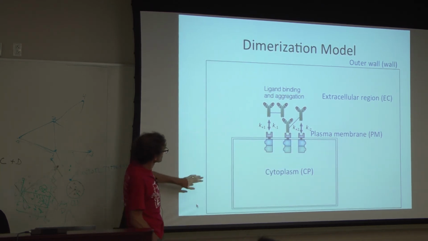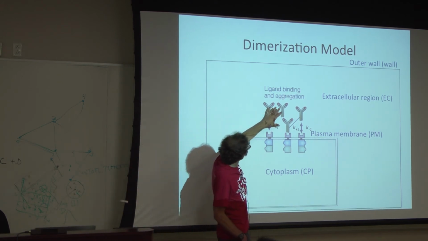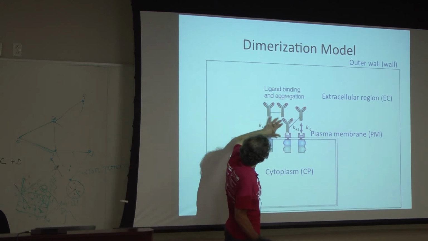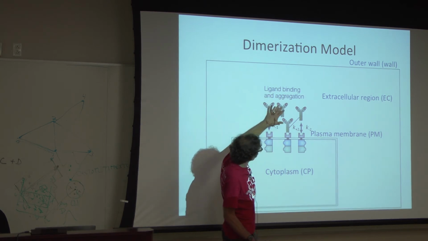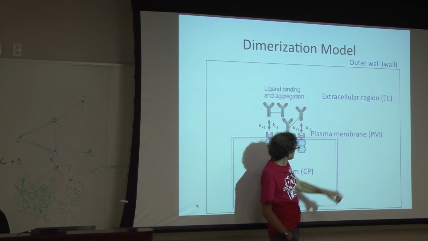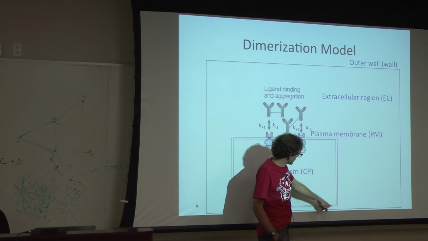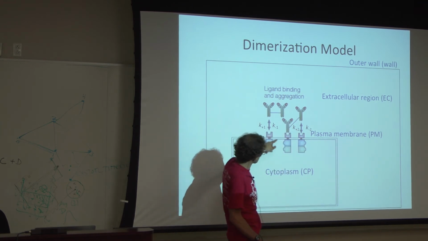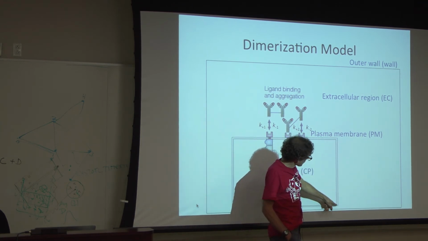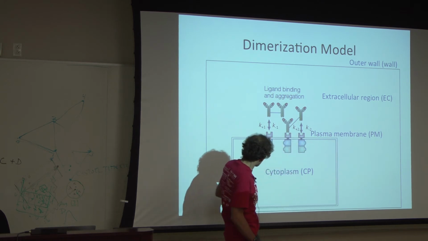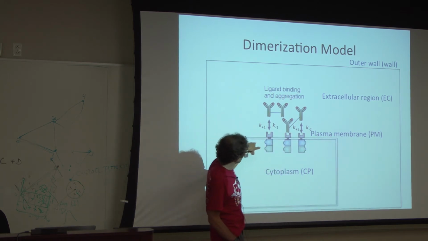We'll explicitly represent that the concentration of ligand is defined over this volume that's in the extracellular region of the cell. Then there's a plasma membrane, and I'm representing these as squares because one of the simple translated versions of the models that we have uses nested cubes.